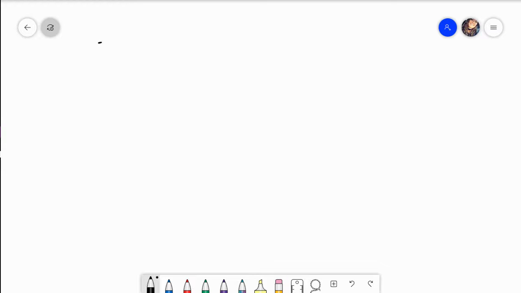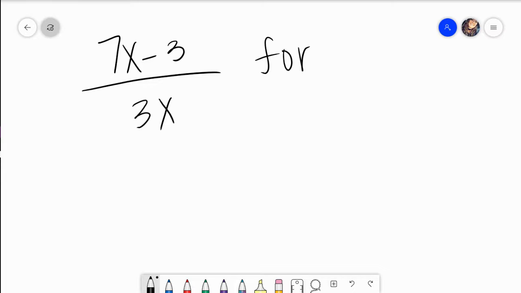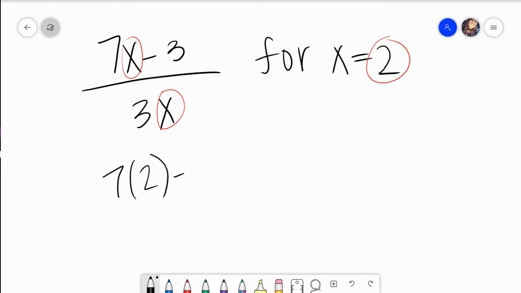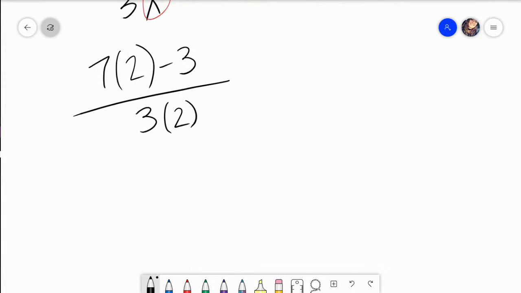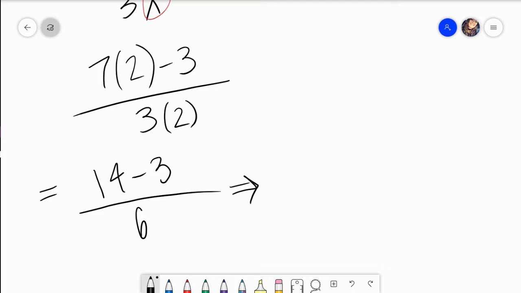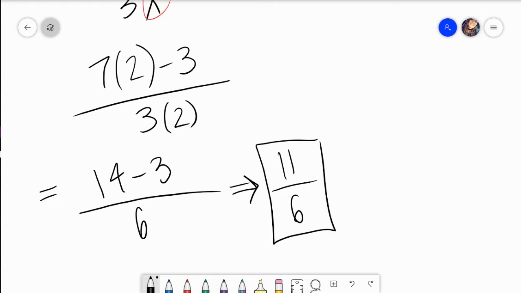Okay, y'all. Say they give us 7x minus 3 over 3x, and they tell us to solve this for x equals 2. So again, wherever we see an x, we're going to plug in a 2. So I get 7 times 2, minus 3 over 3 times 2. Again, you have to follow the order of operations, y'all. It's very important, every single problem, every single time. You do 7 times 2, I get 14. In the numerator, I still had minus 3. In the denominator, we do 3 times 2, I get 6. You do 14 minus 3, you get 11 over 6. And that is your answer.